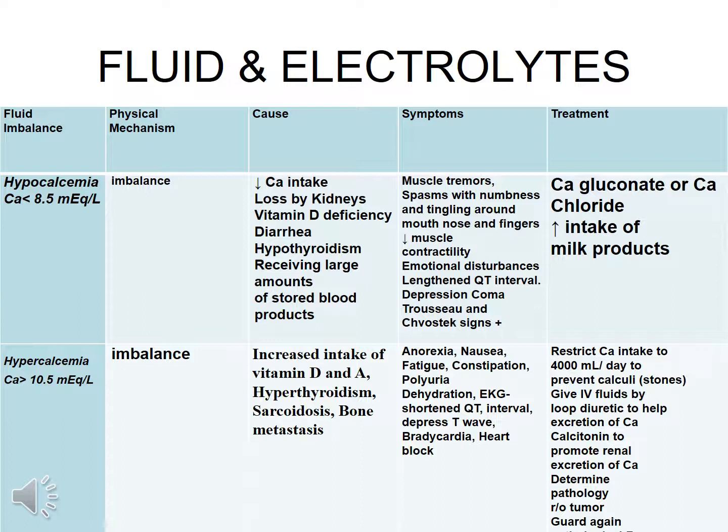We usually restrict the calcium intake for these individuals to prevent calcium stones. We usually give IV fluids and loop diuretics to help excretion of the calcium and promote renal excretion of calcium. We also need to determine if they do have some type of tumor that can be causing this problem.